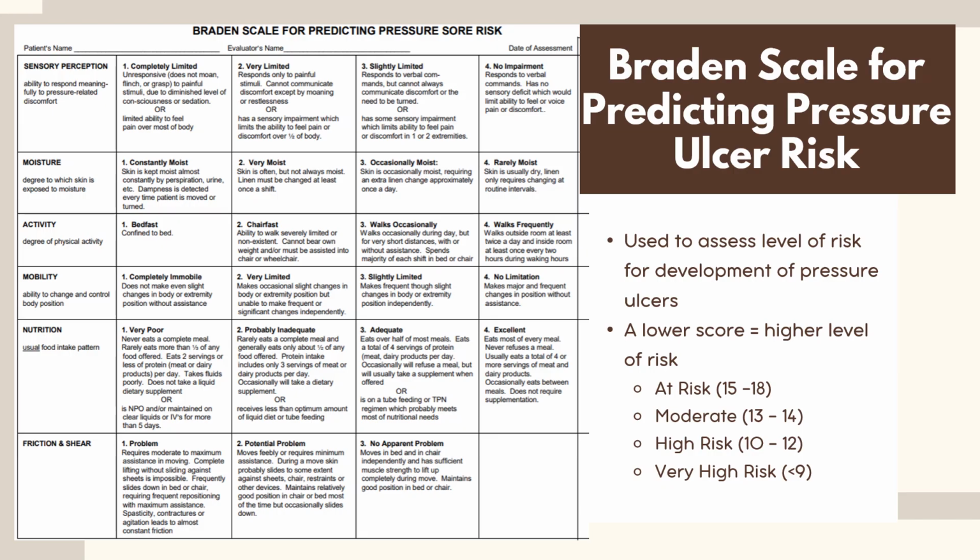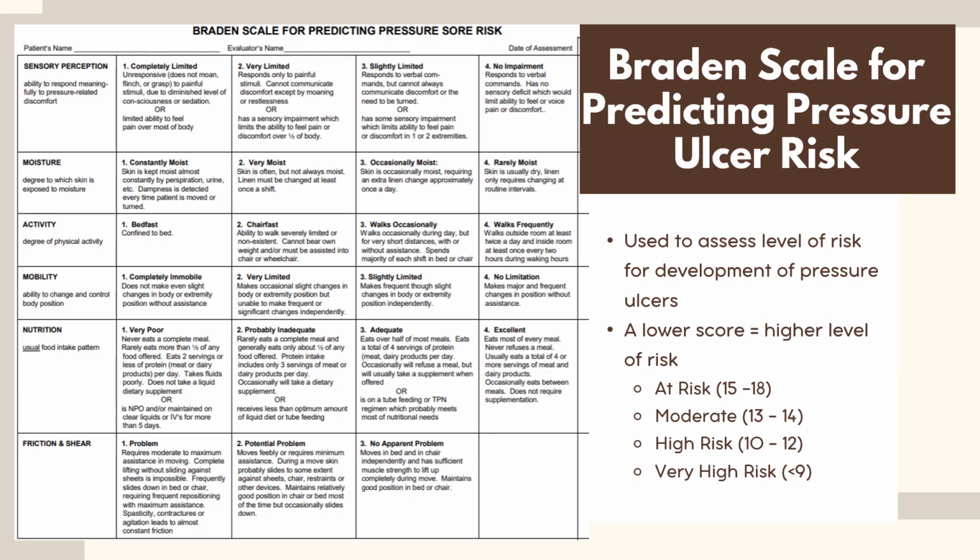And then activity. What's the degree of physical activity? Are they on bed rest, which is called bed fast on here, chair fast, walks occasionally, or walks frequently? Mobility is their ability to change and control body position. Are they completely immobile, very limited, slightly limited, no limitation? And then nutrition. What's that usual food intake pattern? Is it very poor, probably inadequate, or excellent?